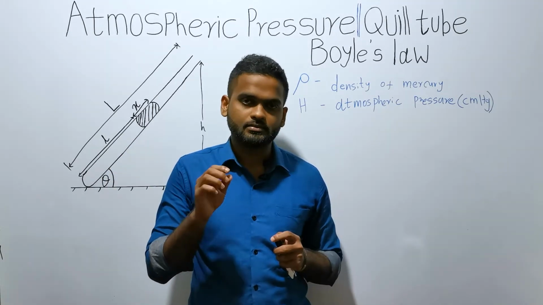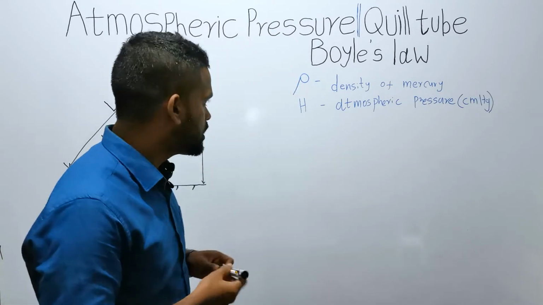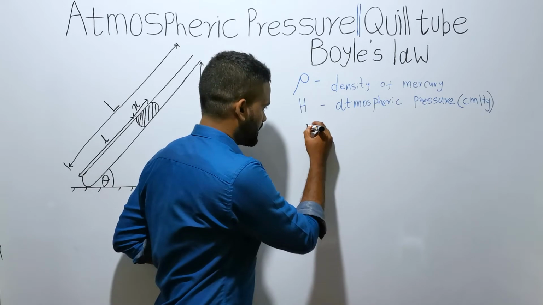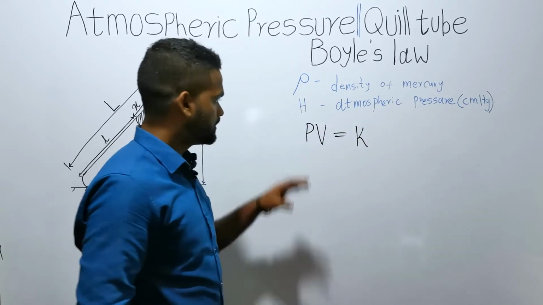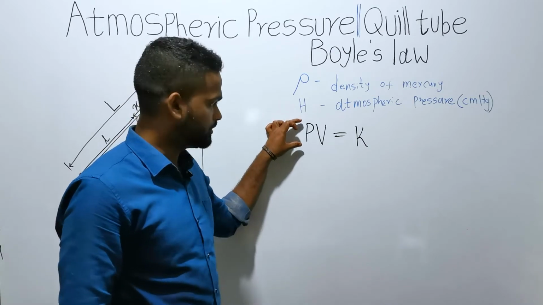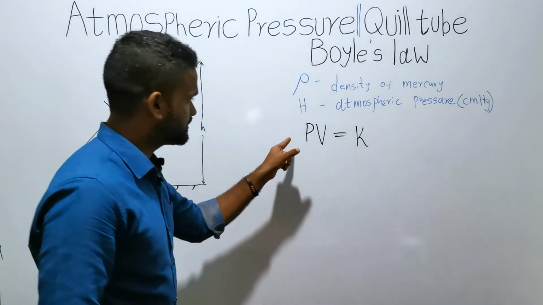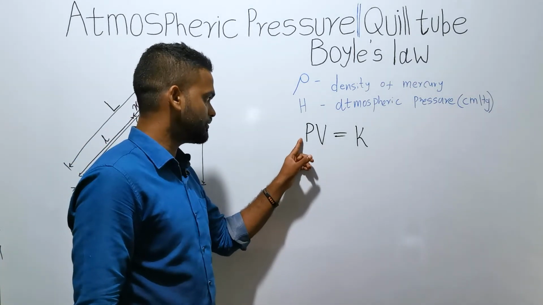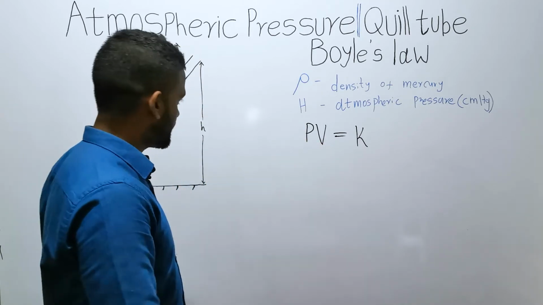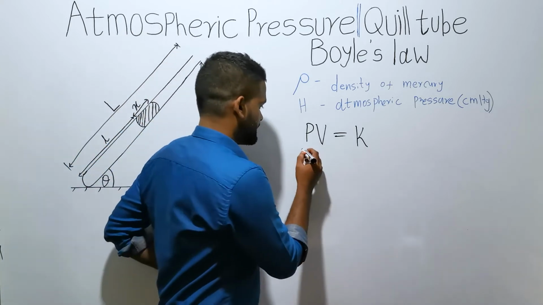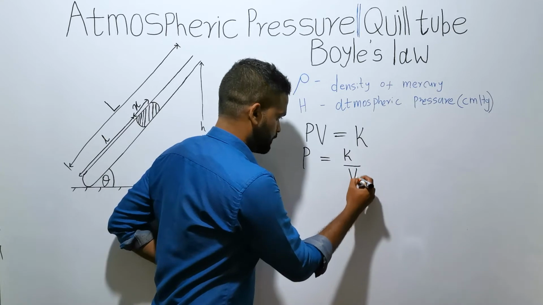Now we are going to assume that Boyle's law is correct and apply it here. Boyle's law is PV equals K. We are going to apply it to the trapped air, so P is the pressure of the trapped air, and V is the volume of the trapped air. We can arrange this equation as P equals K over V.